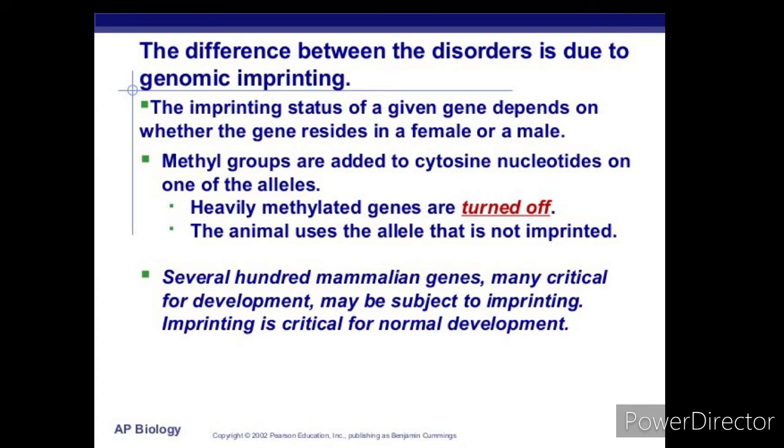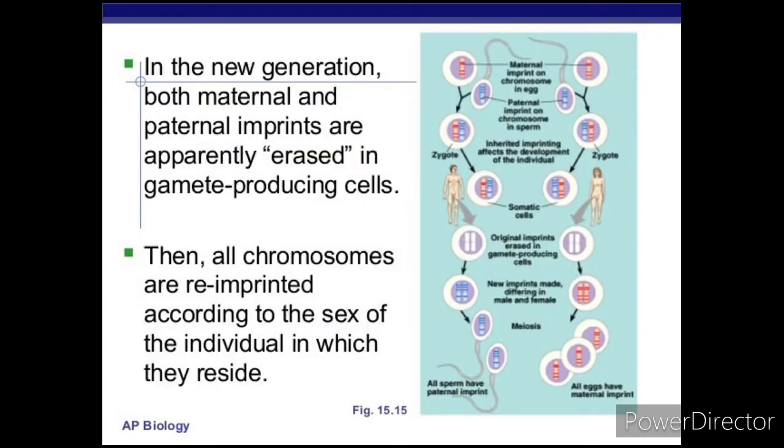Several hundred mammalian genes, many critical for development, may be subject to imprinting, and imprinting is critical for normal development. In the new generation, both maternal and paternal imprints are apparently erased in the gamete-producing cells. Then all the chromosomes are re-imprinted according to the sex of the individual in which they reside.